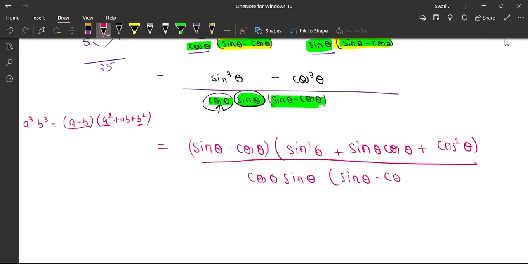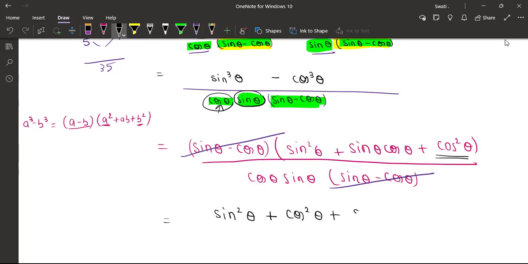Manya, we are almost done. This question is about to be completed. Okay, now can you see that this term and this term will cancel? Yes. So what are you left with? You are left with sin square theta plus, I'm writing this first, cos square theta, and then plus sin theta cos theta as it is, and then upon this is also sin theta cos theta. If you want to keep it as cos theta sin theta, you can write cos theta sin theta.